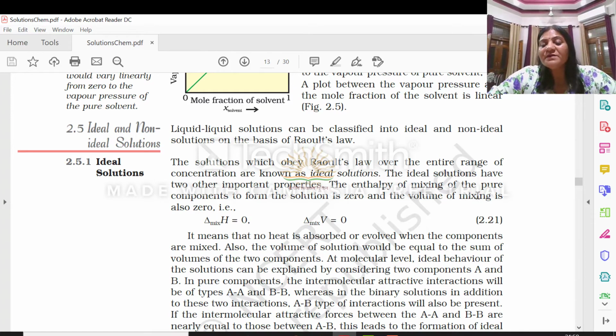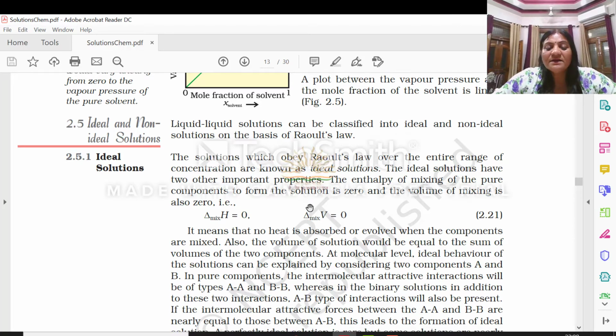So the enthalpy of mixing of the pure components to form the solution is 0 and the volume of mixing is also 0. So ideal solutions should fulfill these two conditions: delta mix H, the enthalpy change for the mixture or the solution, should equal 0. Delta mix V is equal to 0, meaning the volume of mixing should also be equal to 0, then the solution will be ideal.